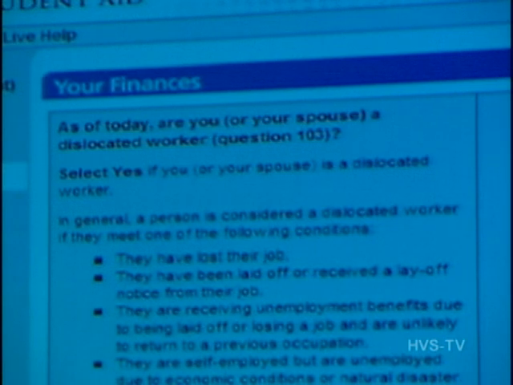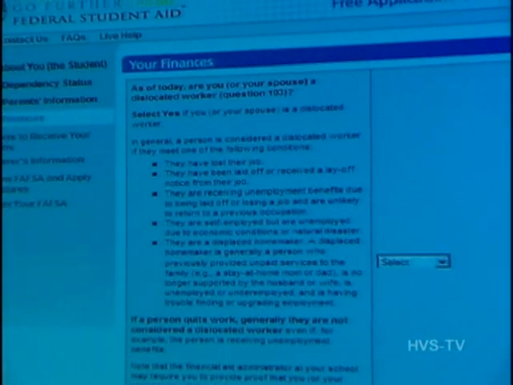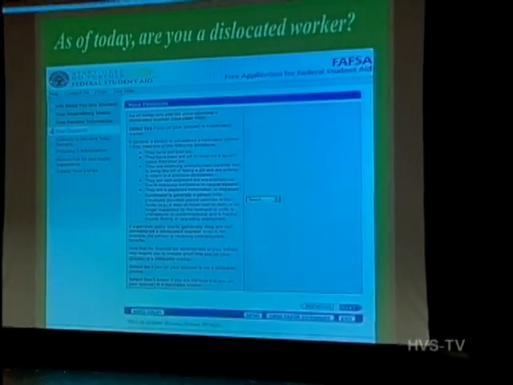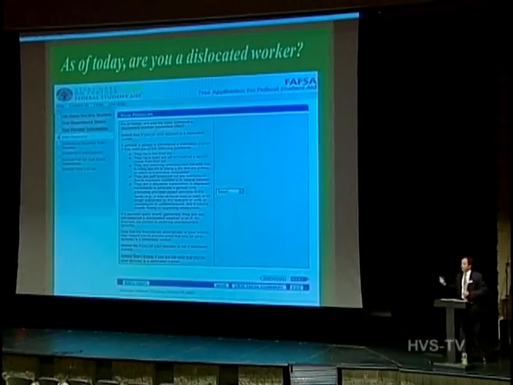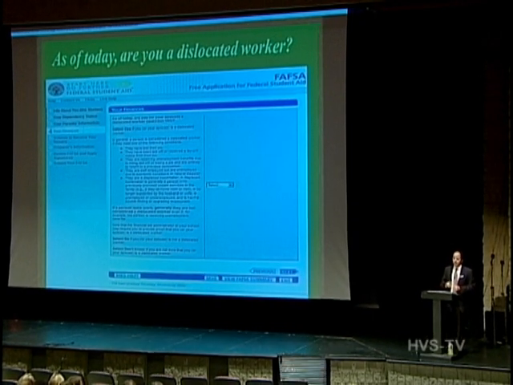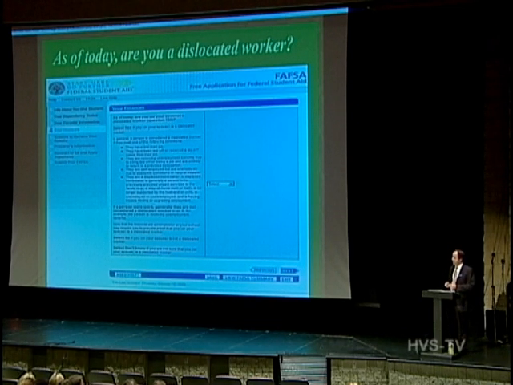And as far as a reevaluation goes, it's based on the professional judgment of the financial administrator at the schools that you're looking at. So school A, they may accept your reevaluation. School B may not. A lot of it's going to be dependent on the quality of the documentation that you turn in. You don't have to write them a book, but you need to clearly paint a picture of what's going on and provide the proper documentation. Okay? Any questions? Yes?